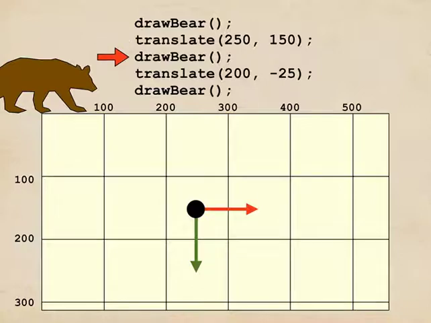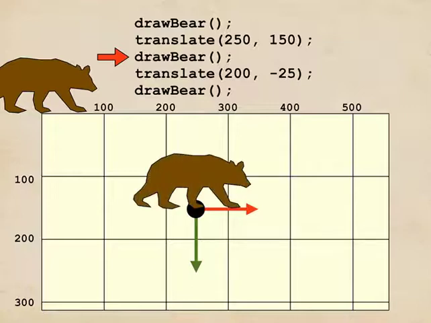Now we execute the next line. It says draw bear. The bear we drew before is already drawn. He stays where he is. But now we're going to draw a new bear with respect to the new coordinate system. And there it is. Now let's execute the next line.